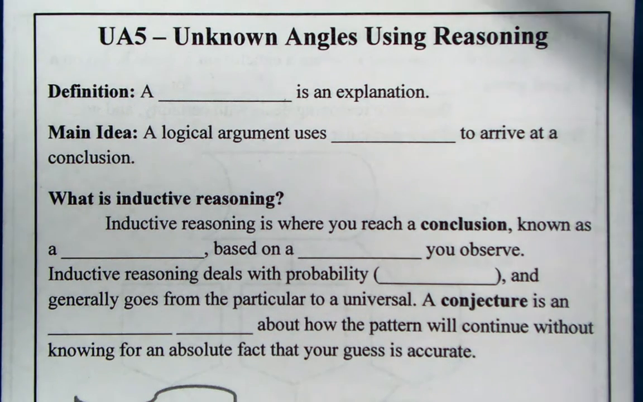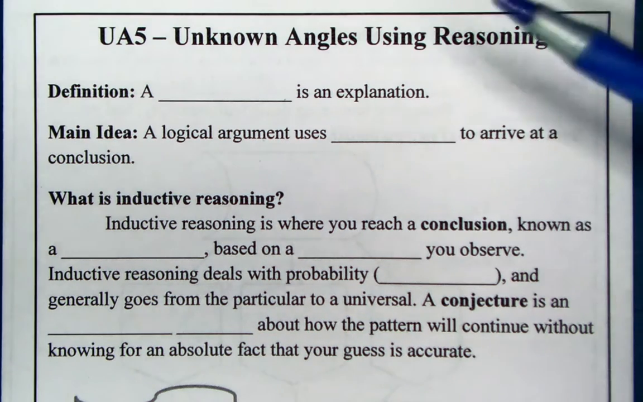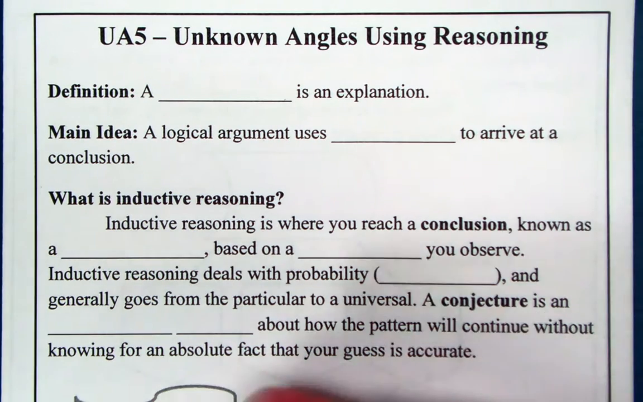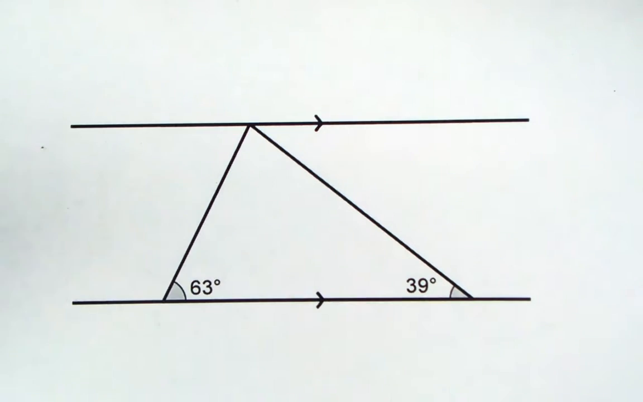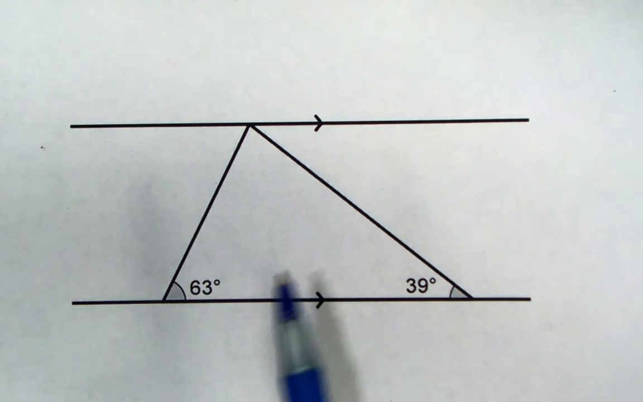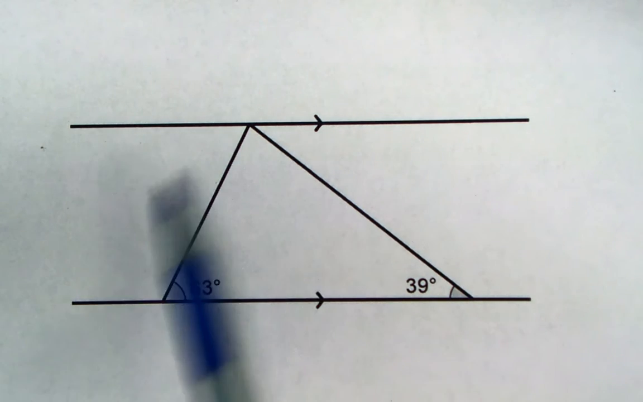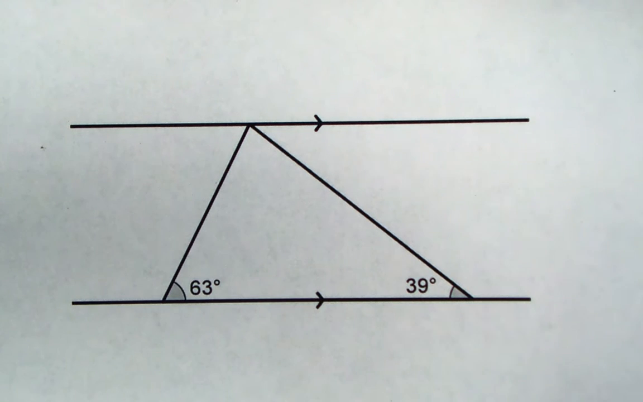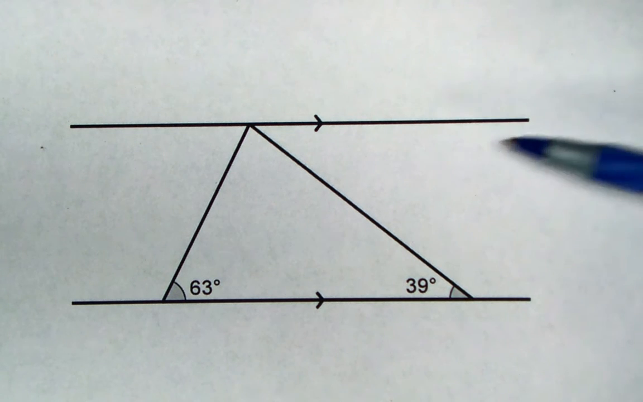All right, so we're going to start UA5, unknown angles using reasoning. Before we get to the notes, let me just relate this to what we were doing in class. In class, I had you find all the missing angles in a diagram and then explain to the class, give a reason for your answer.